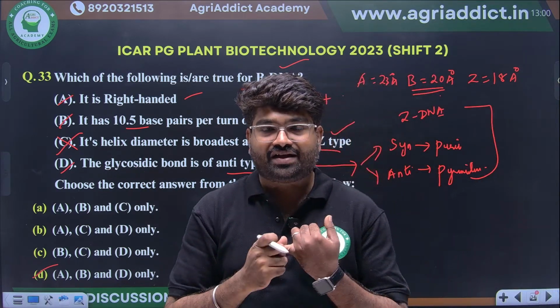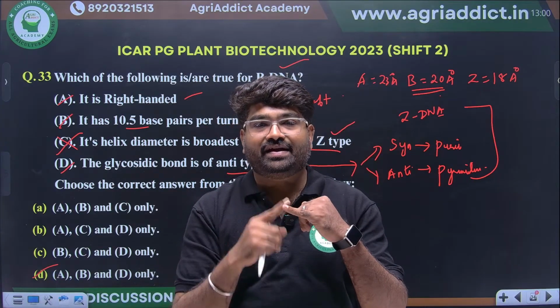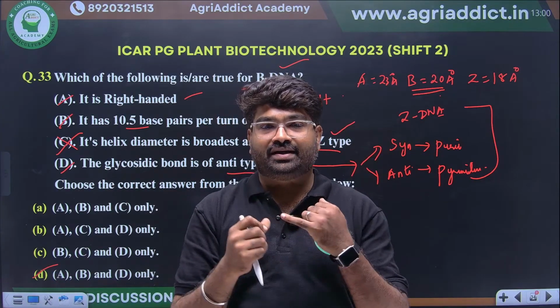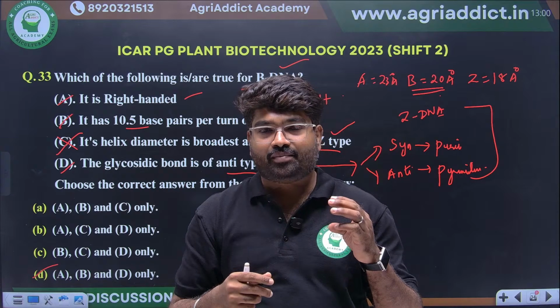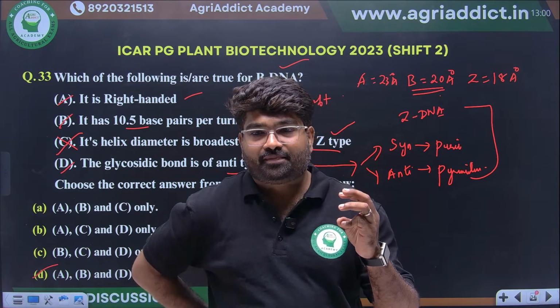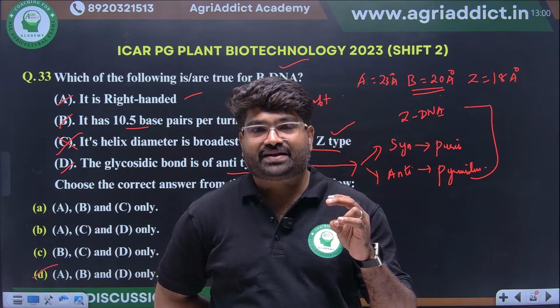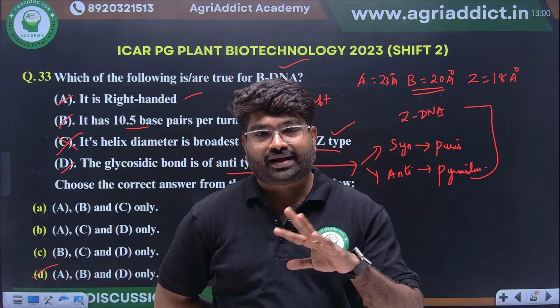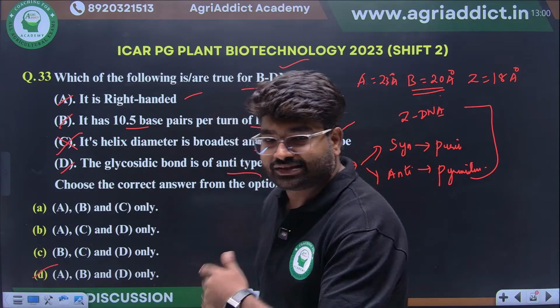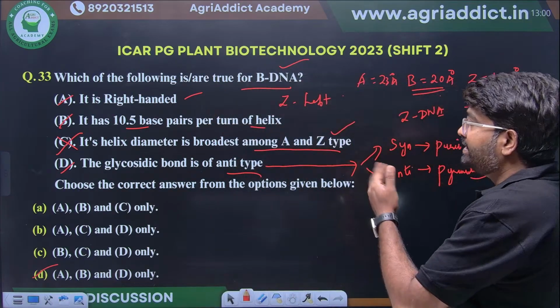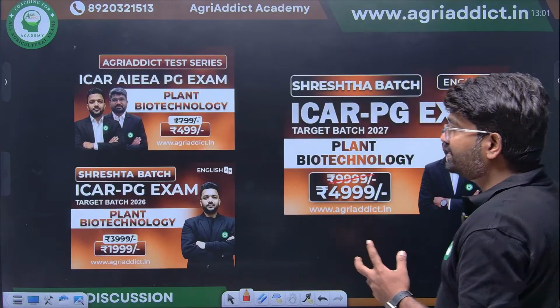First question they have asked: where will Z-DNA, B-DNA, A-DNA be predominant endogenously? Whether A-DNA will be present in the cell, or Z-DNA will be present in high salt concentration. Like that, they have asked one question. Second question they asked about the difference, about the sizes.